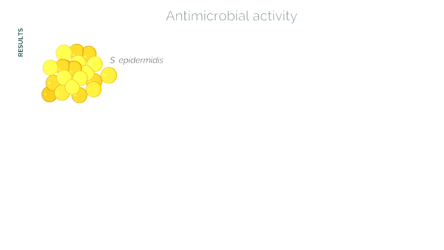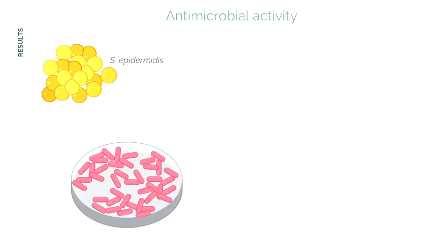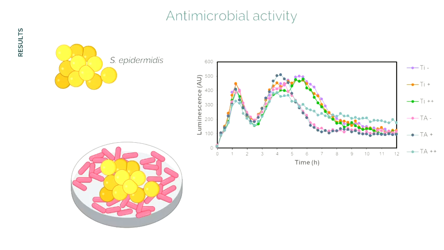Then we wanted to test antimicrobial properties of our surfaces. So what we did, we had our titanium disc with Lactobacillus crispatus biofilm. Then we added Staphylococcus epidermidis. This is a pathogenic bacterium. On our discs, we cultured them for 12 hours, and we wanted to check whether our surfaces can kill or prevent bacterial invasion.